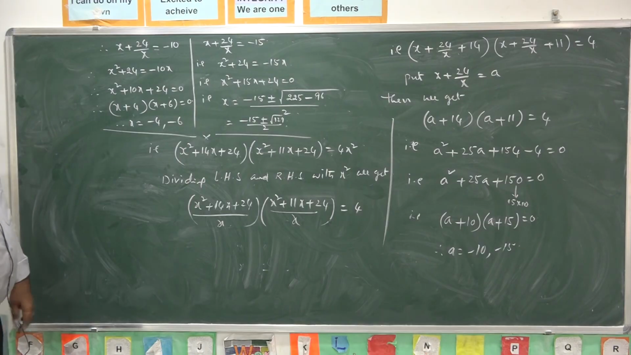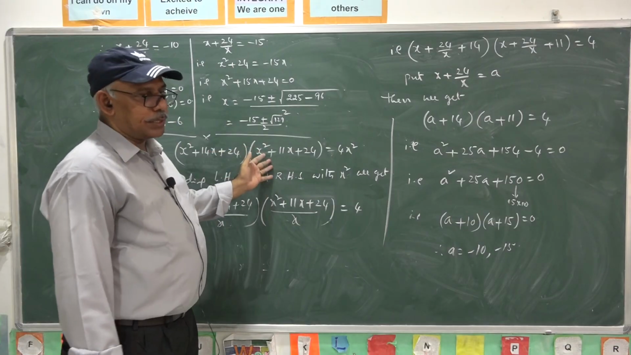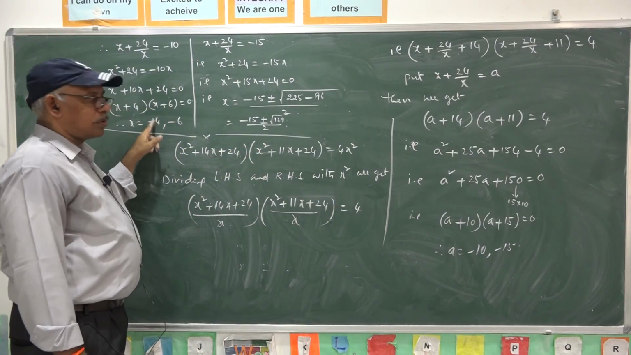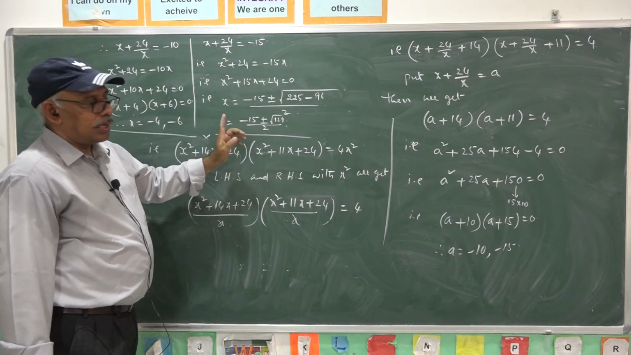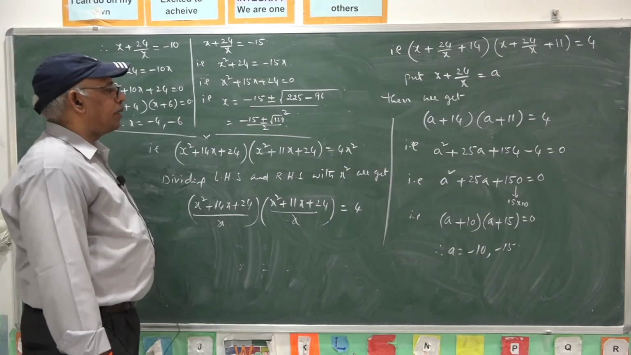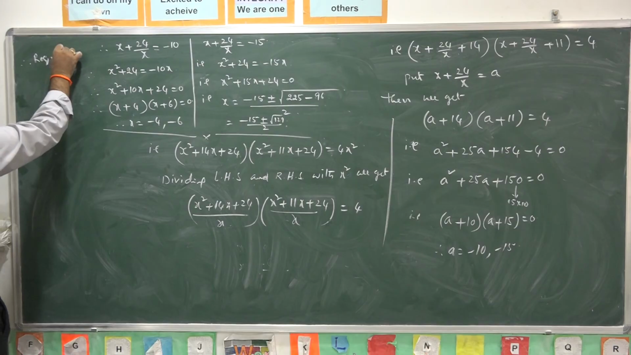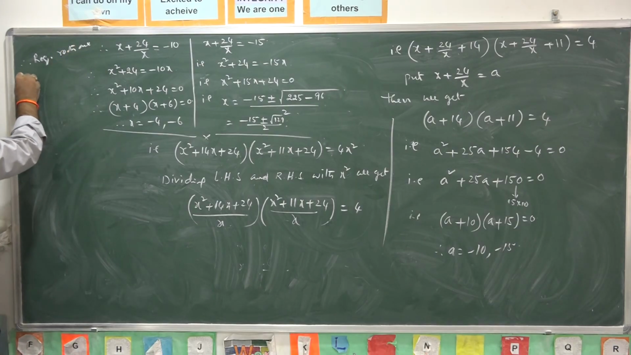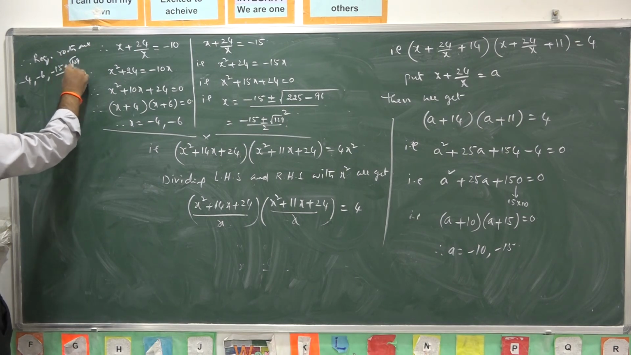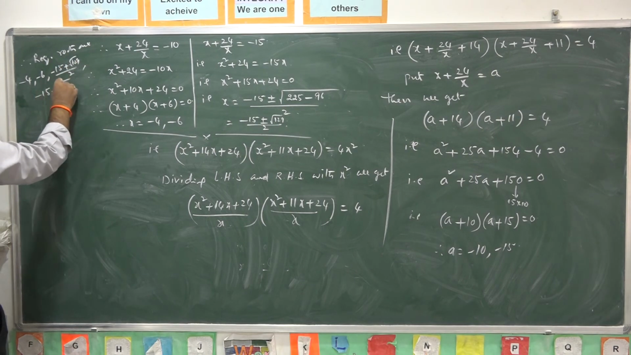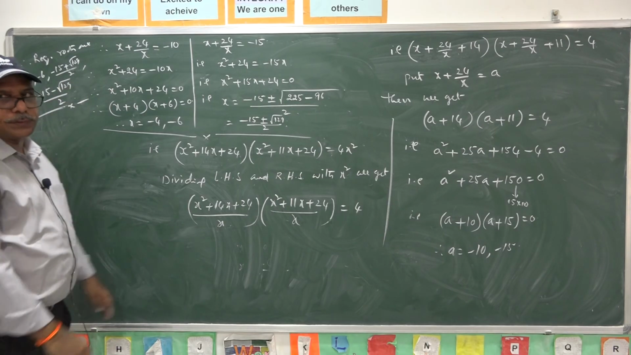So ultimately the roots of the given equation are minus 4, minus 6, minus 15 plus root 129 by 2, and minus 15 minus root 129 by 2. So therefore the required roots are minus 4, minus 6, minus 15 plus root 129 by 2, comma minus 15 minus root 129 by 2. These are the different roots of the given equation.